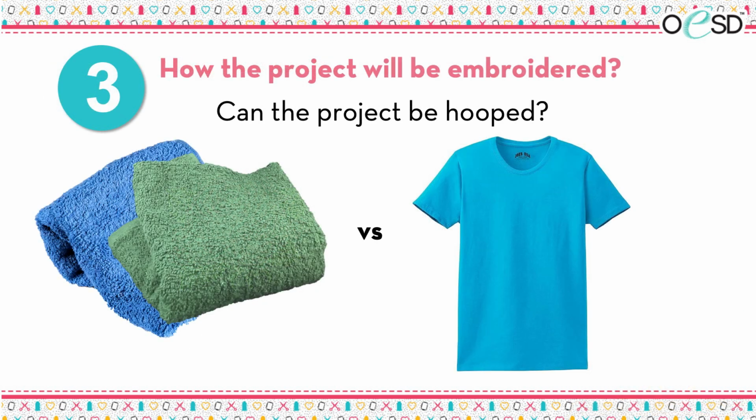Good. All right, number 3. How will the project be embroidered? Will you be... Hand. No, I'm just kidding. It's a 4-letter word. Will you be hooping the item? Will you be floating the item? And if you don't know what I mean by that, that's all right. We'll talk about that soon. But that's your third question, is how are you actually achieving your embroidery?